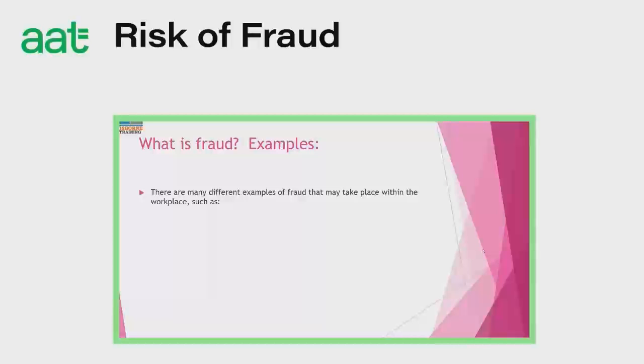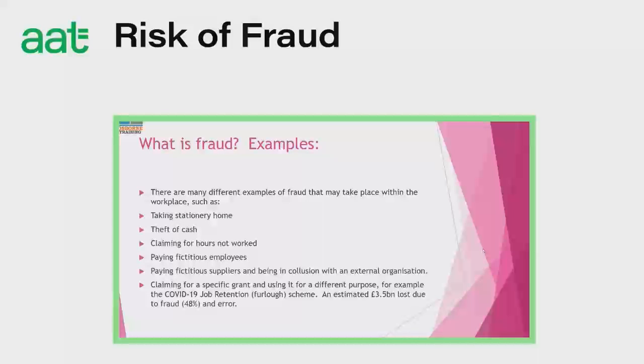Okay, that's fine. Well, I'll bring up some of the examples that I had, all valid examples coming through the chat box as well. Brilliant, thank you very much. Some of these we've already mentioned as well. I did just put on the bottom there, you can see this has been in the news, the COVID-19 job retention scheme. So claiming for any specific grant and then using it for a different purpose is fraud. COVID-19, the furlough scheme being one that we're probably all familiar with.